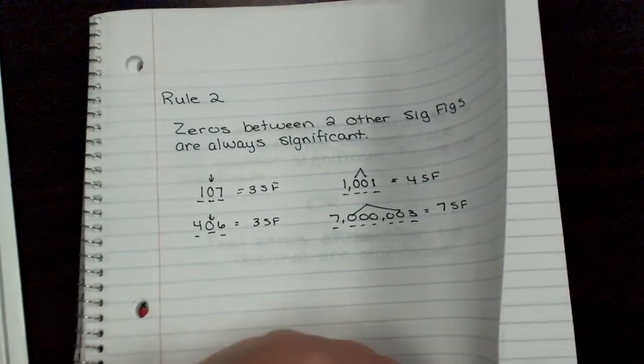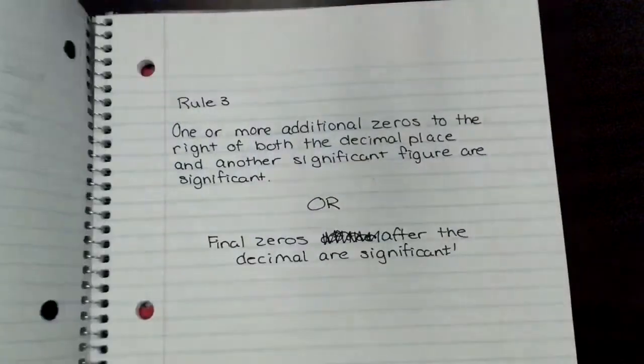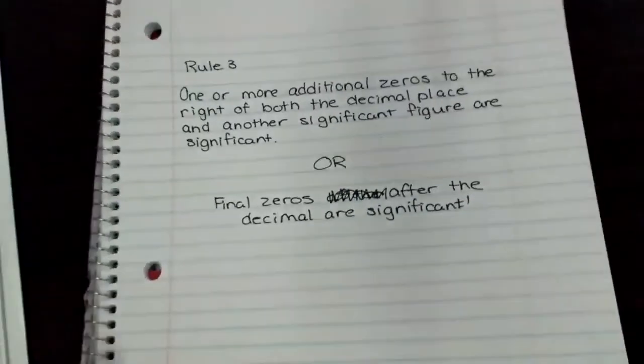Okay, so let's go on to rule number 3. Rule number 3 is the one that gives people problems.